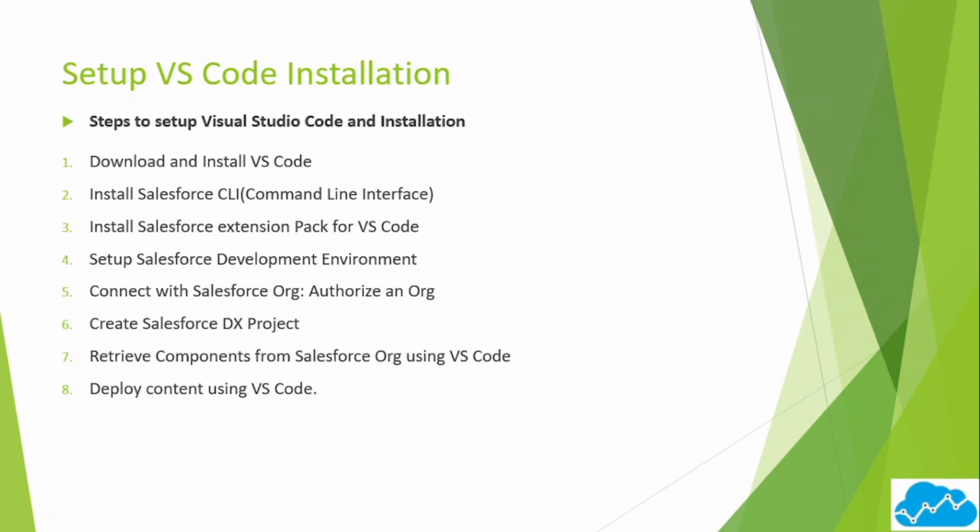First, we need to download and install Visual Studio Code. Next, install Salesforce CLI, command line interface. Then install Salesforce extension pack for Visual Studio Code. Set up Salesforce development environment. Connect with Salesforce org. Authorize an org. Create Salesforce DX project. Retrieve components from Salesforce org using VS Code. Deploy content using VS Code.